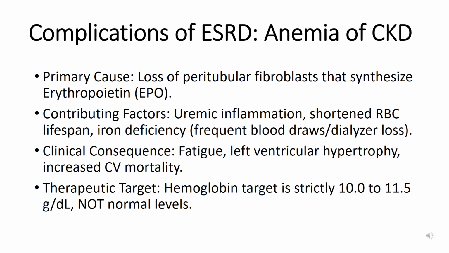But erythropoietin deficiency is not the only cause. Uremia itself contributes to anemia. Inflammation in the body suppresses normal red cell formation. This is often called anemia of chronic disease. In addition, red blood cells do not survive as long in uremia. Their lifespan becomes shortened. They are broken down more quickly than normal. This further worsens anemia. Iron deficiency also plays a major role.